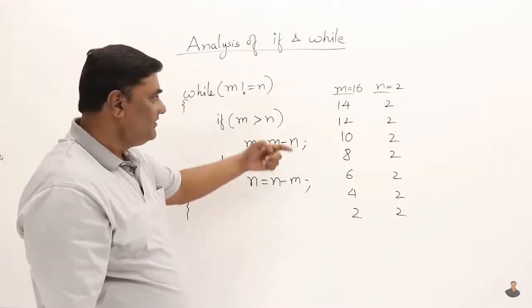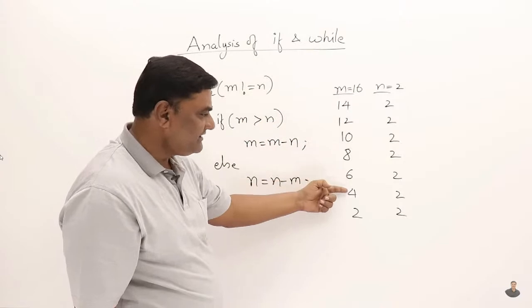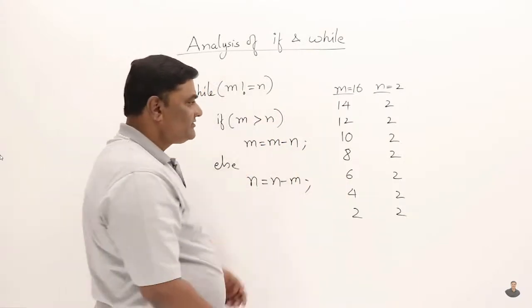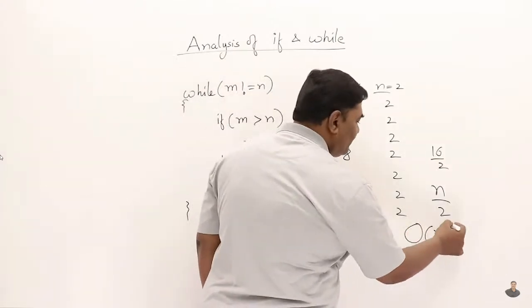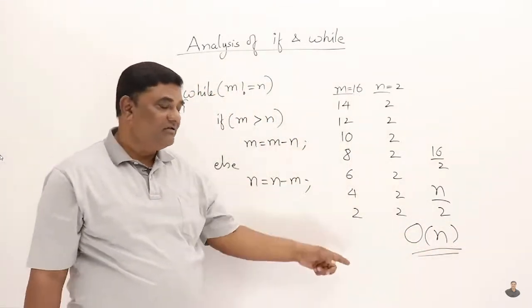How many times has it executed? 1, 2, 3, 4, 5, 6, 7. 7 times. So almost 16 by 2 times. So it means it will execute for n by 2 times. So I can say it is order of n. So the maximum time taken by this algorithm is order of n.